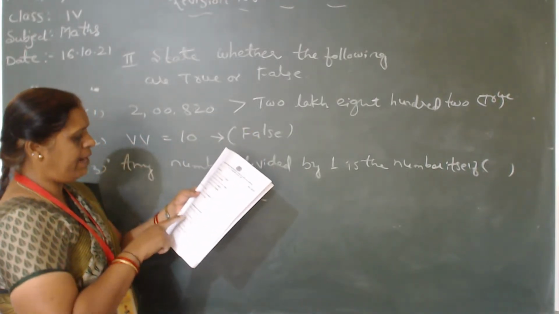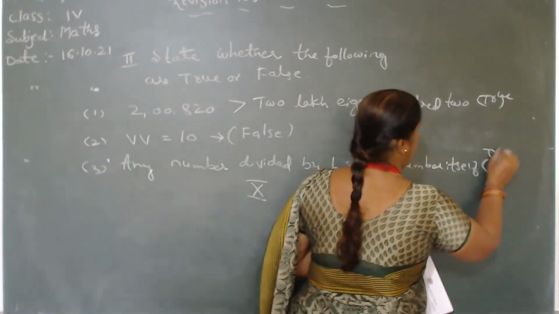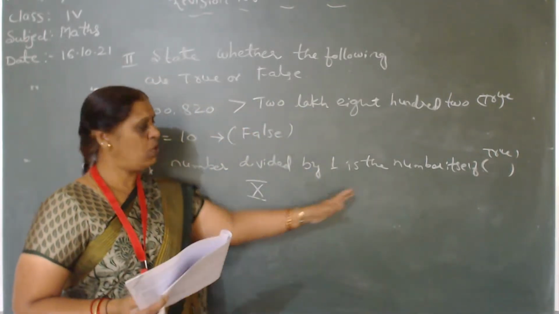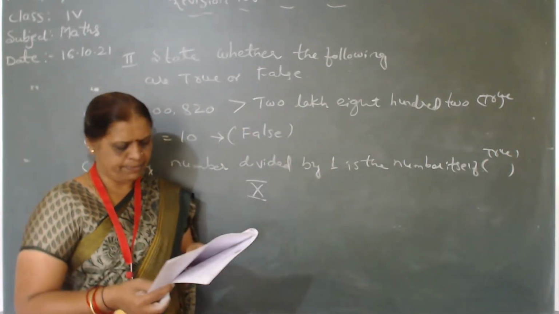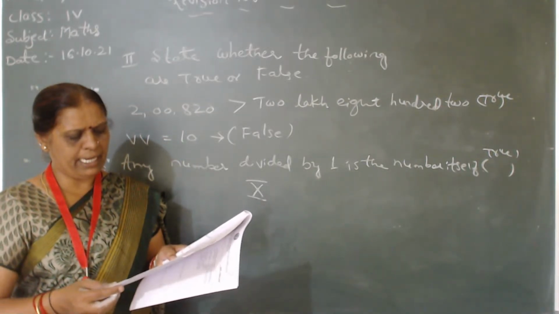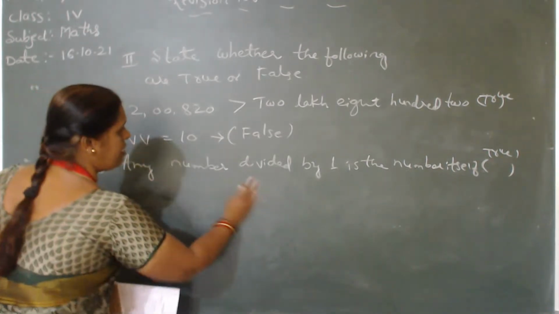Any number divided by 1 is the number itself. This is the property of division. So it is correct. Zero divided by any number is always 0. So next one is the fourth one.